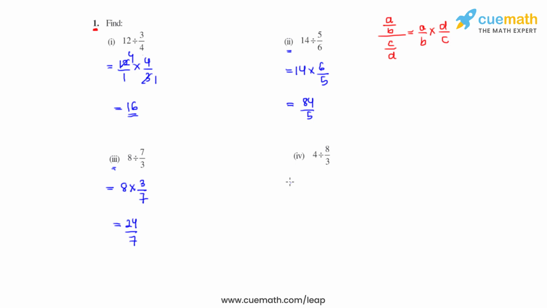The fourth bit is 4, which is to be divided by 8 over 3. The reciprocal of 8 over 3 is 3 over 8. Now 4 ones are 4, 4 twos are 8. We get the final answer as 3 over 2. Now we'll go on to the next set of bits.